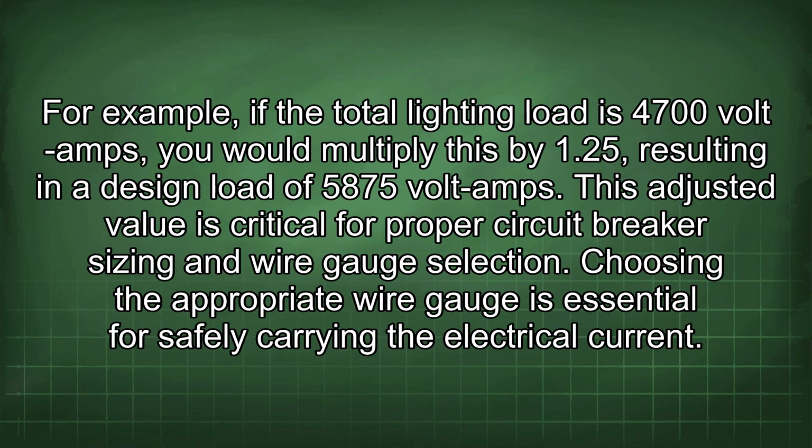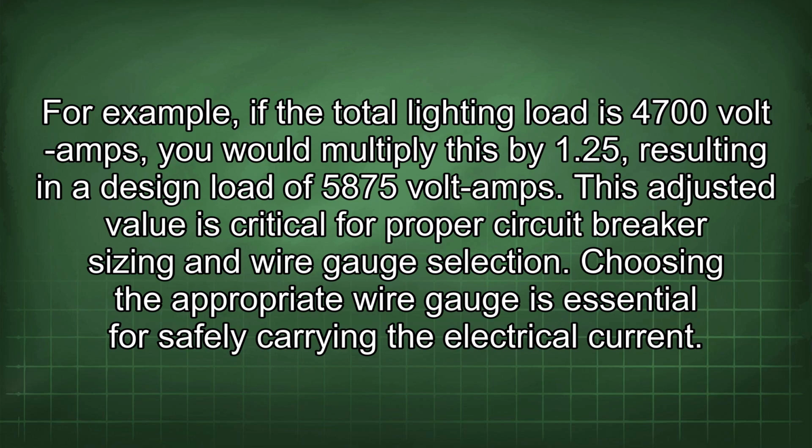For example, if the total lighting load is 4700 volt-amps, you would multiply this by 1.25, resulting in a design load of 5875 volt-amps. This adjusted value is critical for proper circuit breaker sizing and wire gauge selection.